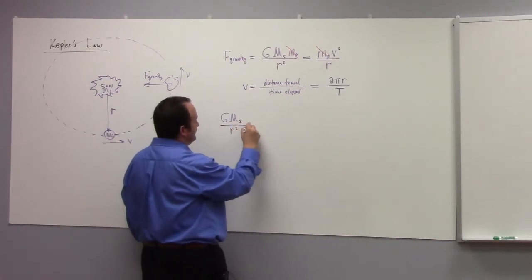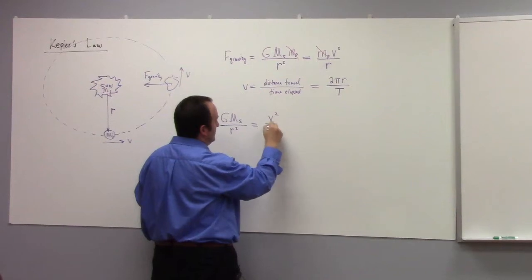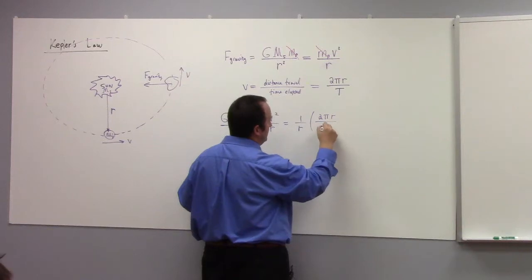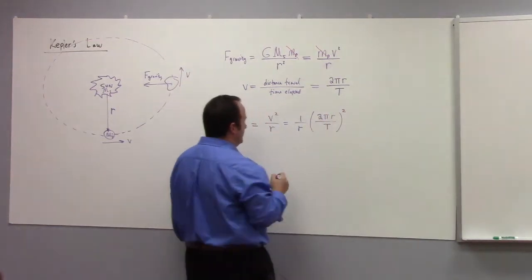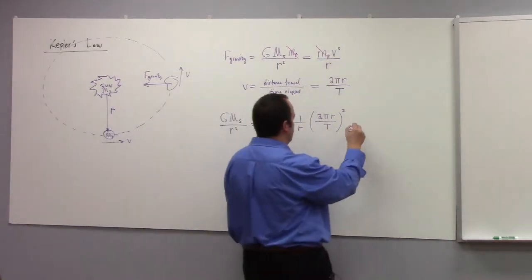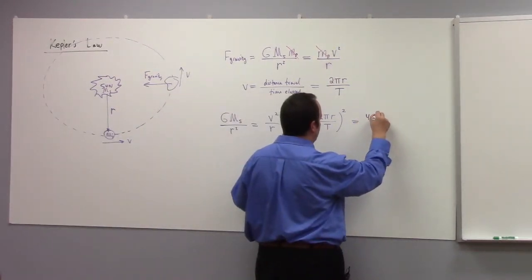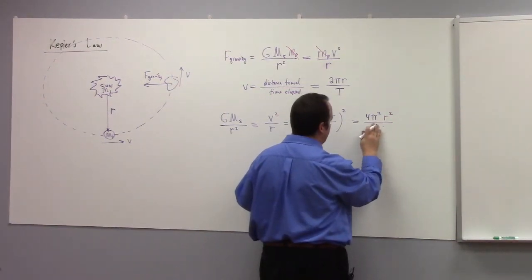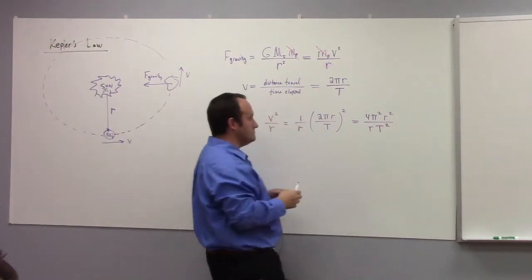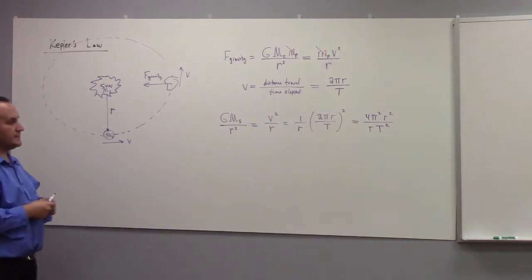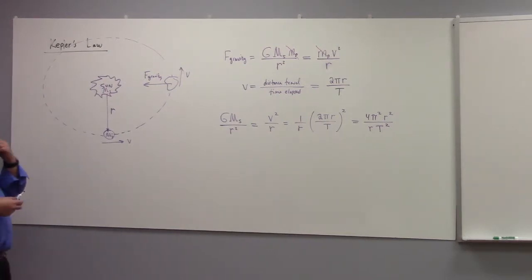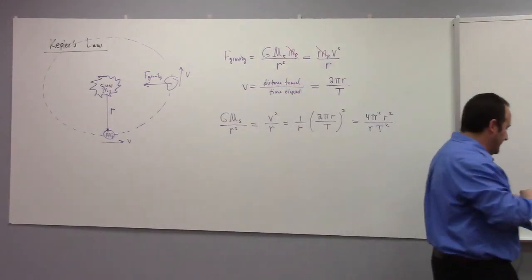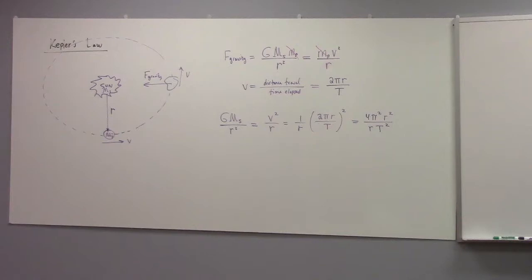But GMs over r squared equals v squared over r, yeah? But what is v squared? That's 2 pi r over T, quantity squared, yeah? And we've got to do some algebra here. What's this give us? We've got 4 pi squared r squared divided by r, T squared. All right. Let's see if we can collect things together and make a nice, neat, tidy result.